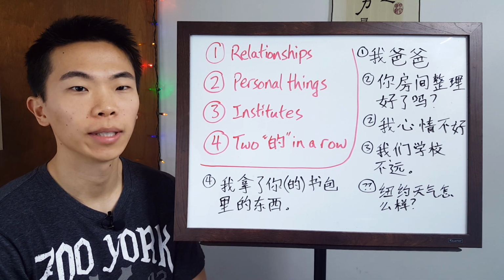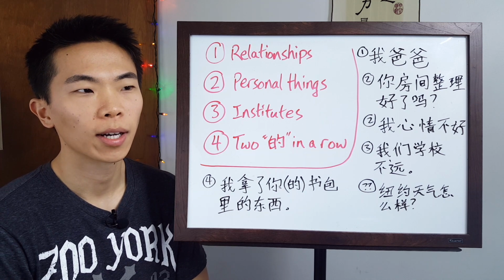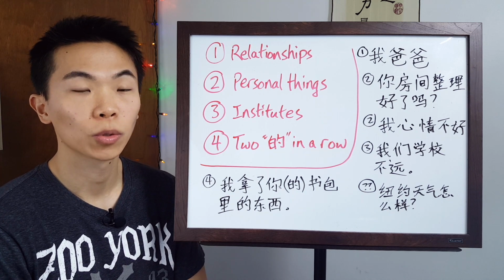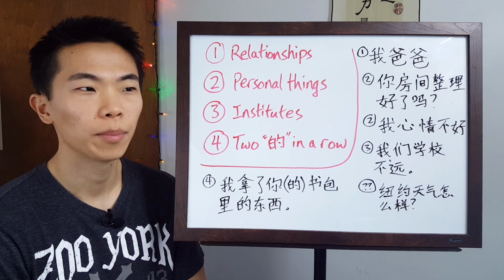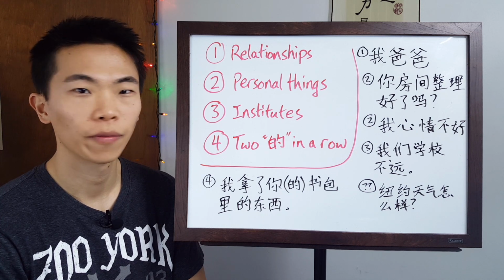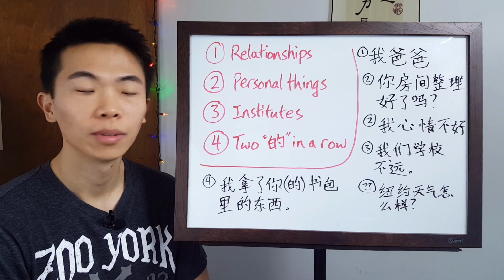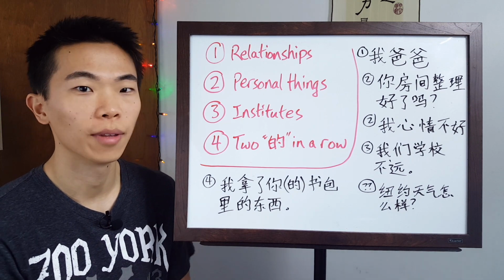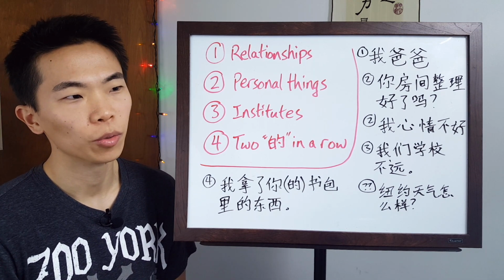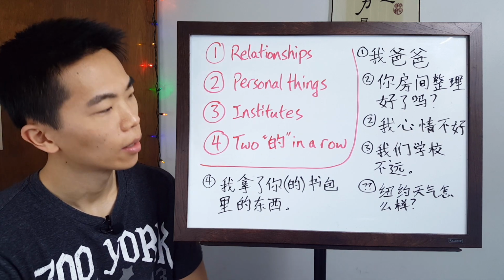The third example is institutes. When you're talking about schools, your work, clubs you belong to, religious affiliations maybe, things like that. Again, it's not something that you own. It's more of a relationship. You belong to that organization. So you would tend to drop the de.